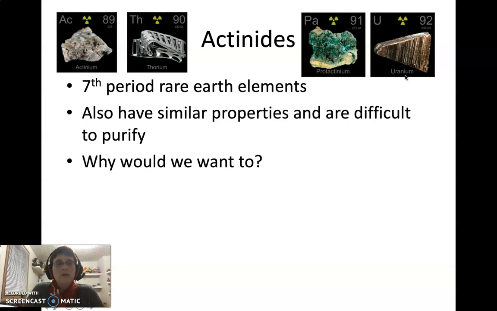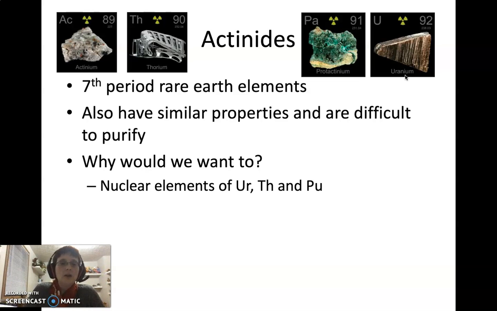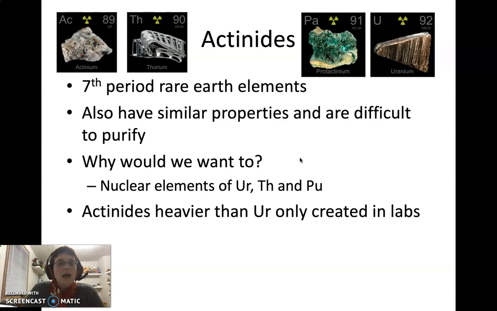Well, some of those may sound familiar. There are 3 elements in the actinides that are pretty useful for us. The nuclear elements of uranium, thorium, and plutonium. Now, you might notice that plutonium isn't up here. That's because plutonium is a man-made element. Actinides heavier than uranium are only created in labs. So anything higher than 92 on the periodic table in this row is man-made.